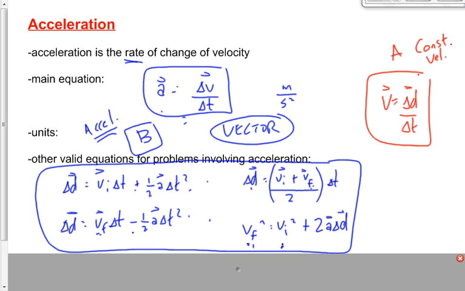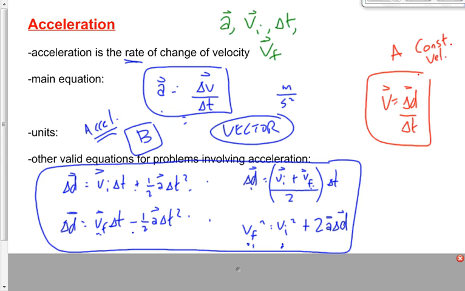Remember, we had given to us VI, we had A, we had VF, and we wanted to find T. Which of these blue equations here fits those givens the best? Which one do you think is going to work the best? Time is what we're supposed to find. Okay, so we had VF.